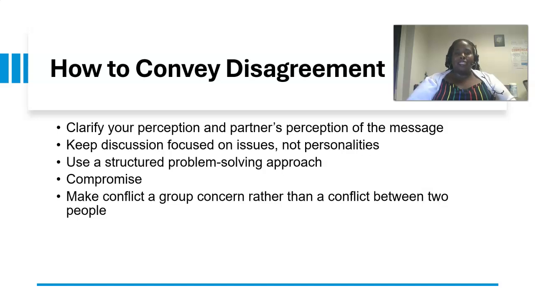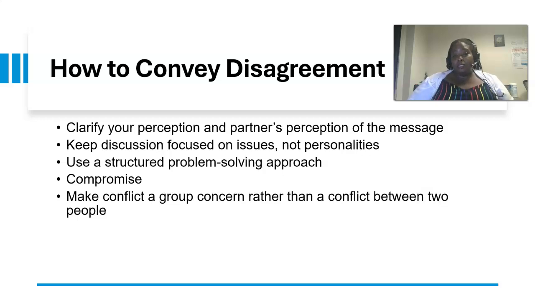And I know personality clashes are normal, but once you start talking about who someone is, then the dialogue can break down. We don't want that. Use a structured problem solving approach. So, one of the last chapters or modules that we review are different ways to solve the problems. Make compromises. Maybe there is something you can give, maybe something they can give, a little bit of give and take in regards to the conflict that can help resolve the issue.